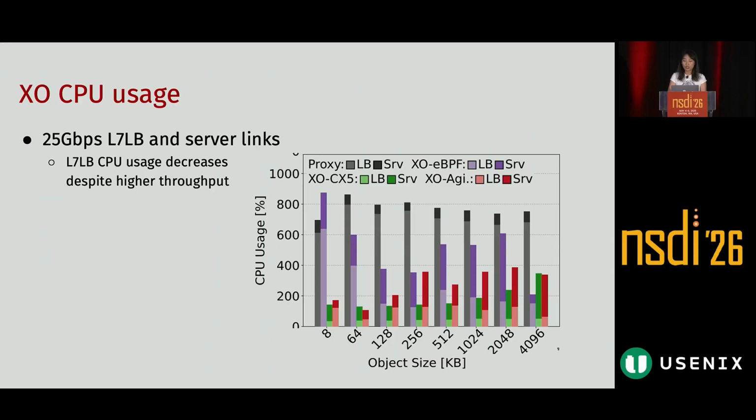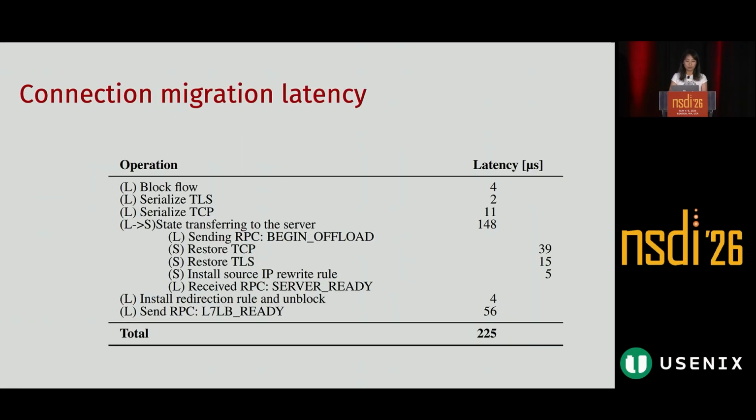This is the CPU usage of the layer 7 load balancer and one of the servers when the state transfer occurs for every request. With small objects, state transfer overhead is high, so the layer 7 load balancer shows higher CPU usage with XO. But otherwise, XO reduces layer 7 load balancer CPU usage while achieving higher throughput. Hardware packet redirection further reduces the layer 7 load balancer CPU usage.